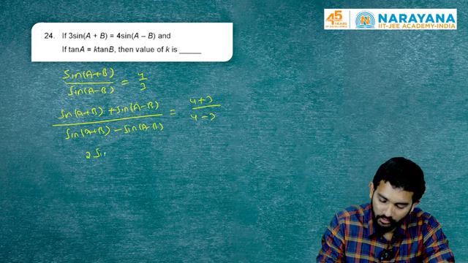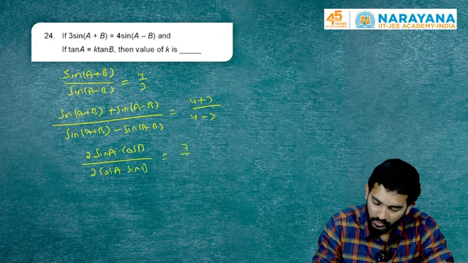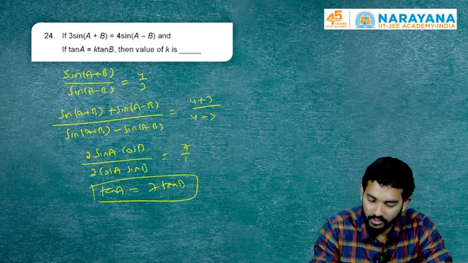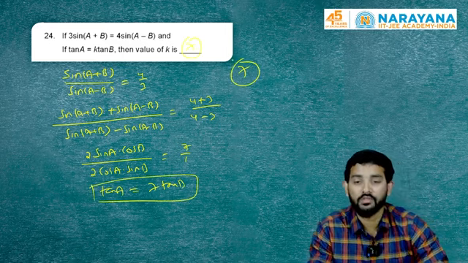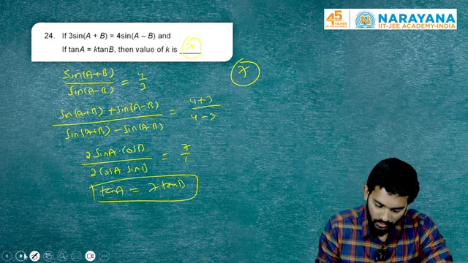Which will be 2 sin a cos b / 2 cos a sin b = 7/1. Which means from here I can say tan a = 7 tan b. Which means k = 7. 7 is the answer. Okay. Next question.